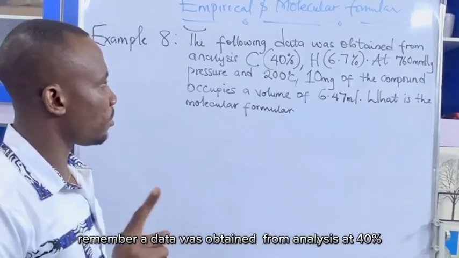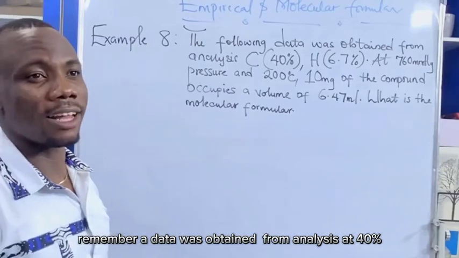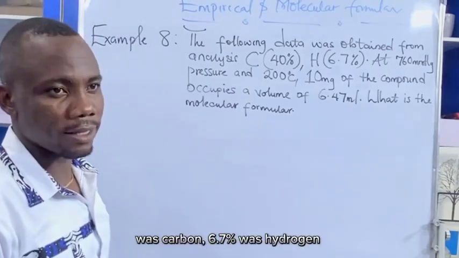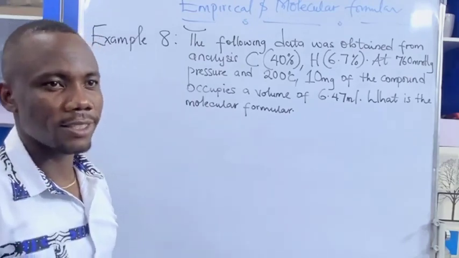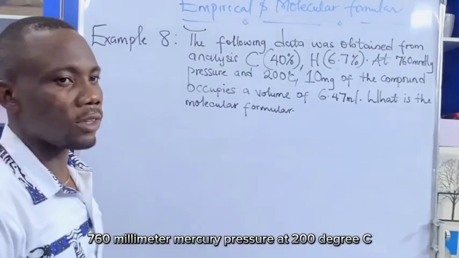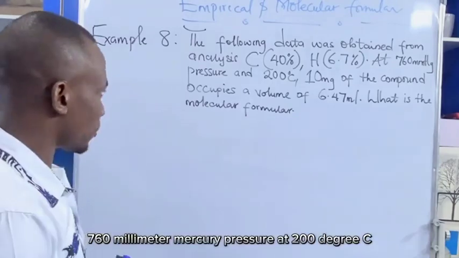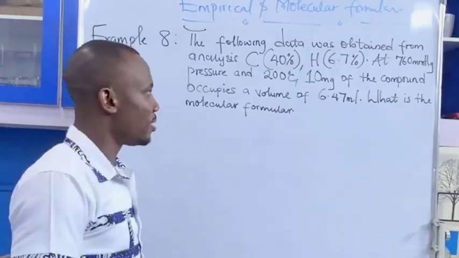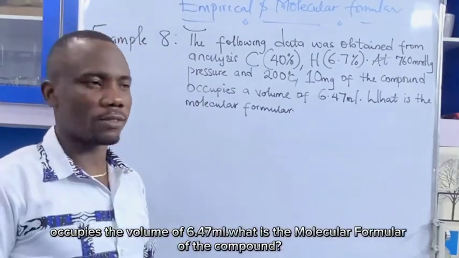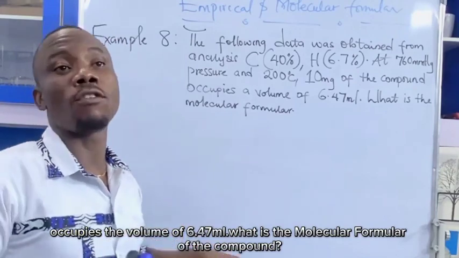Remember, the data obtained from analysis was that 40% was carbon, 6.7% was hydrogen, and then at 760 millimeter mercury pressure and 200 degrees C, 10 milligram of the said compound occupies a volume of 6.47 mils. What is the molecular formula of the compound?